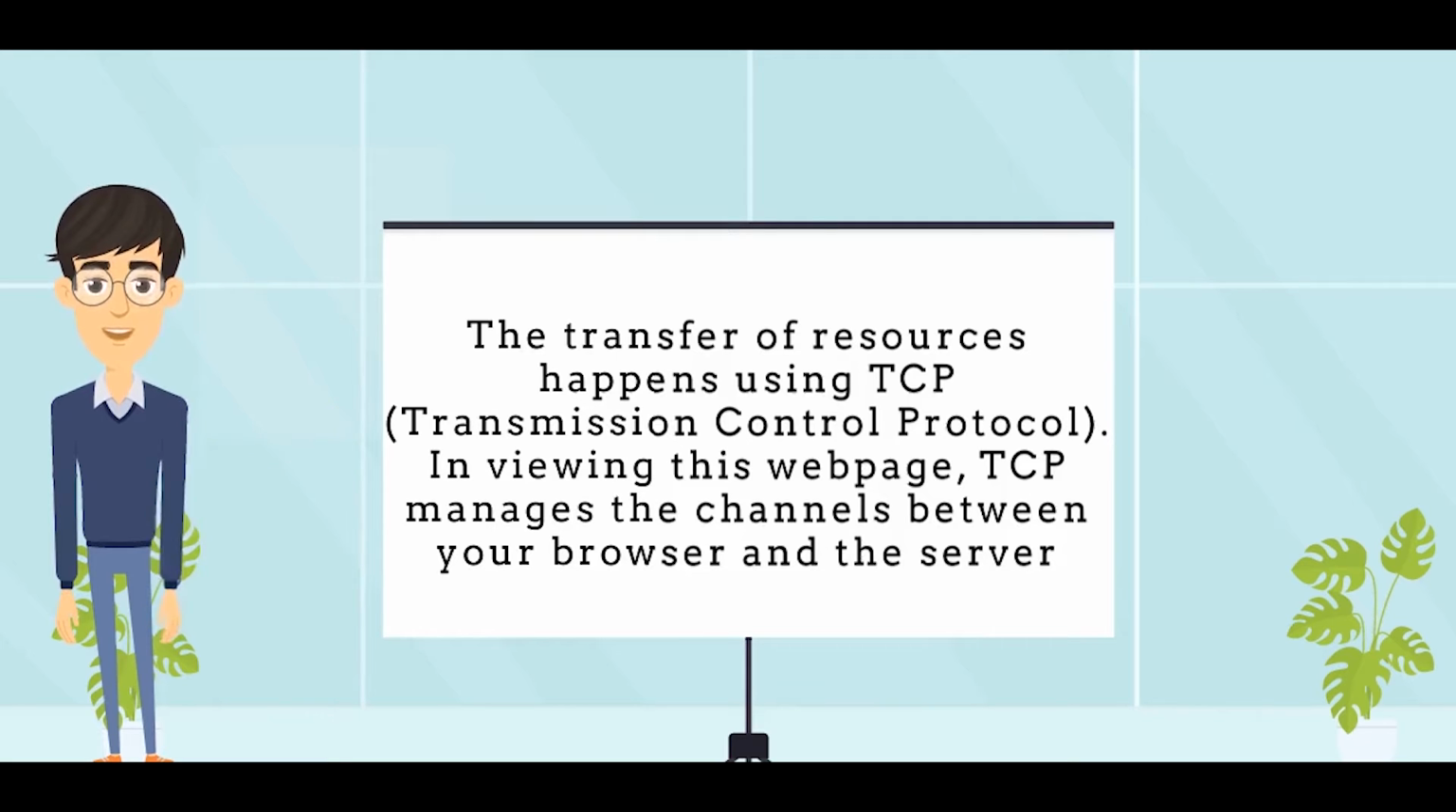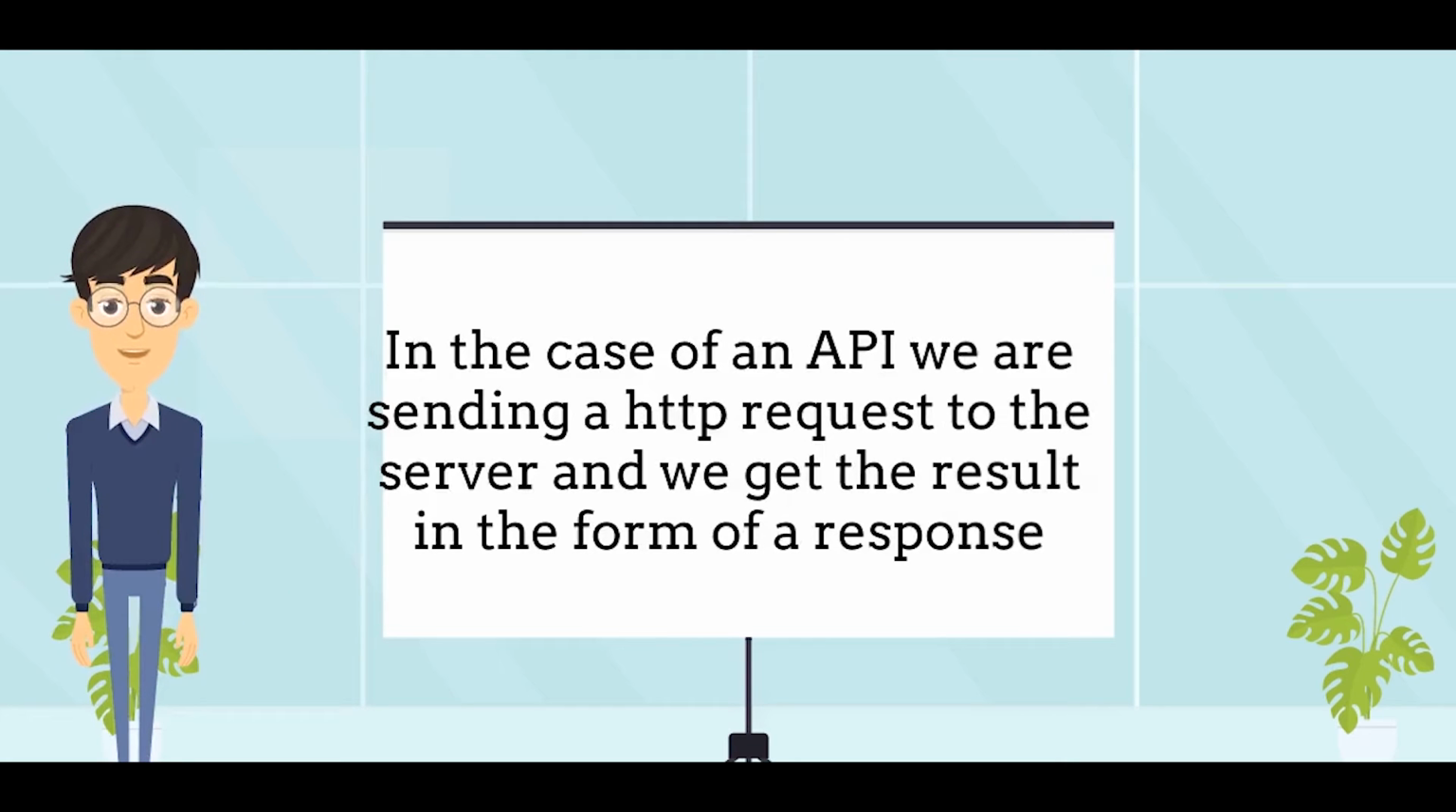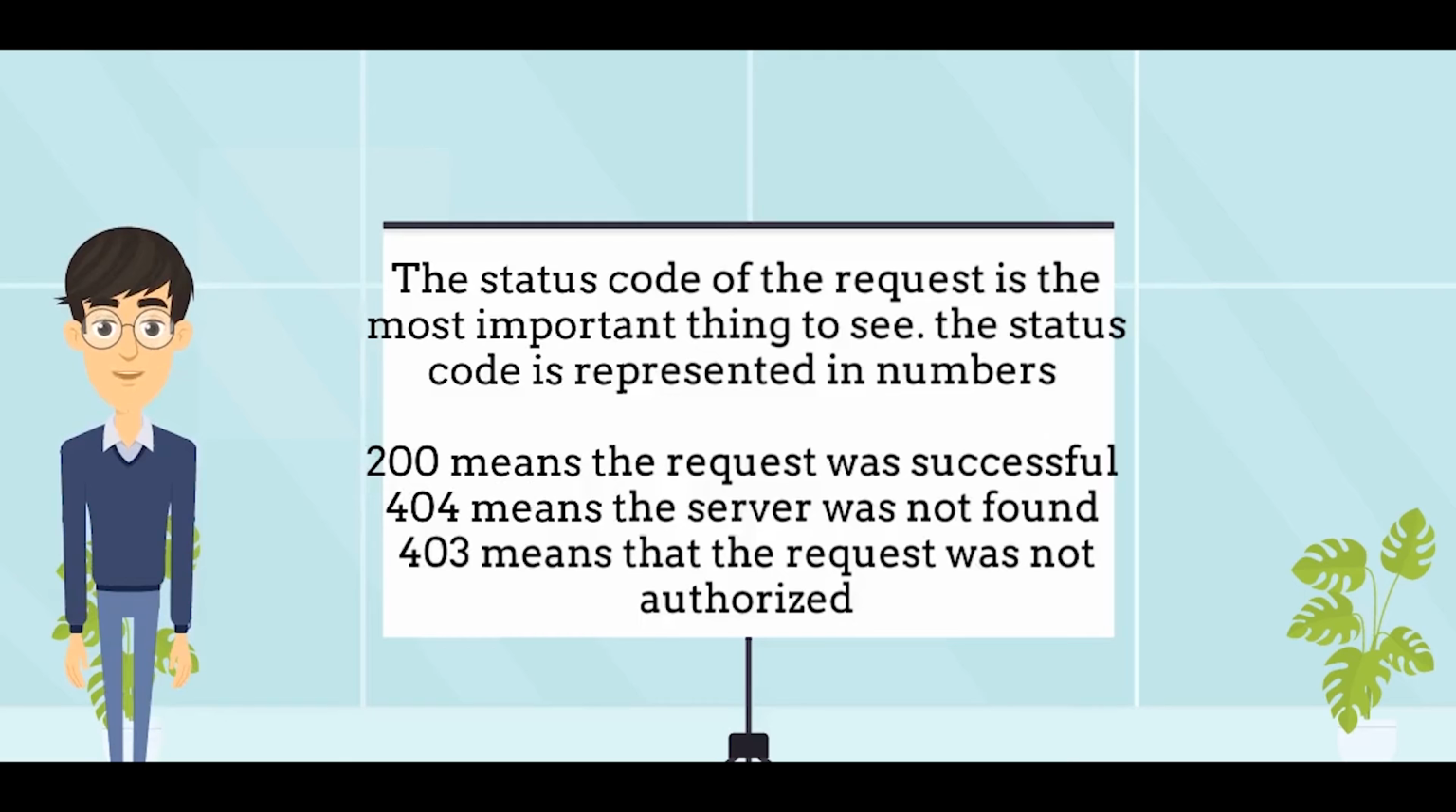In viewing this web page, TCP manages the channels between your browser and the server. In the case of an API, we are sending an HTTP request to the server and we get the result in the form of a response. The status code of the request is the most important thing to see. The status code is represented in numbers.